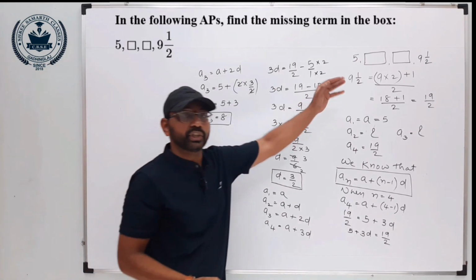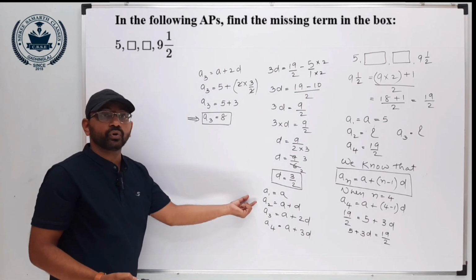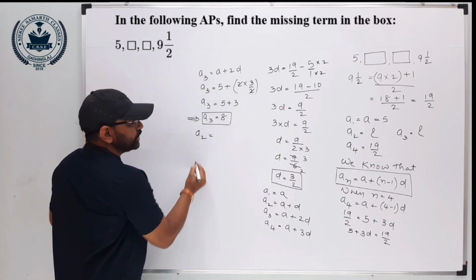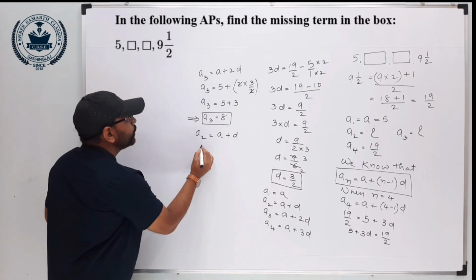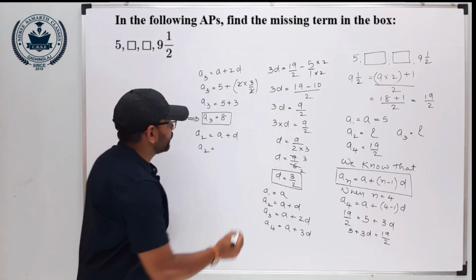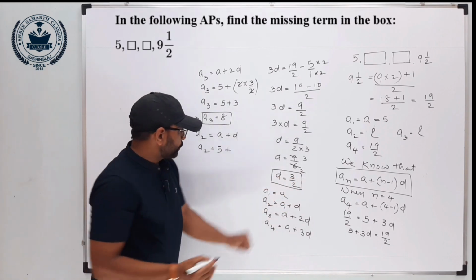Now find out the second term. Do we have the equation for the second term? Yes, we have the equation for the calculation of the second term. What is that? a2 is equal to a plus d. Now a2 is equal to, do we have the value of a? Yes, it is given, 5. The first term is 5 plus, how much is d? 3 upon 2.